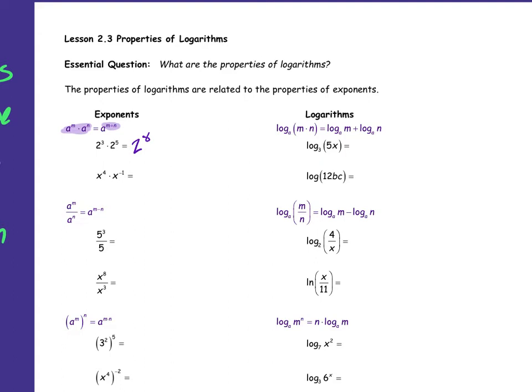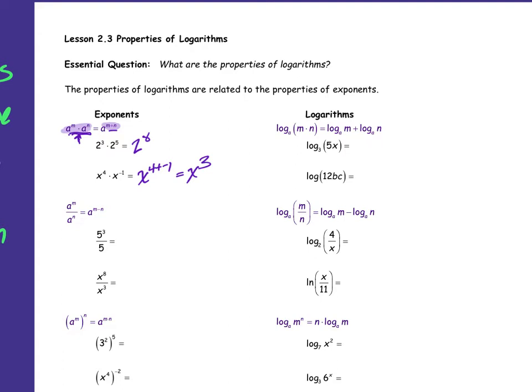On this one, it would be x to the 4 plus a negative 1, which is x to the 3rd power. Okay. So in logarithms, notice that this is multiplication. I want to go back to exponents for a moment. Notice that it's multiplication here, and I end up adding. So it's the same in logarithms.